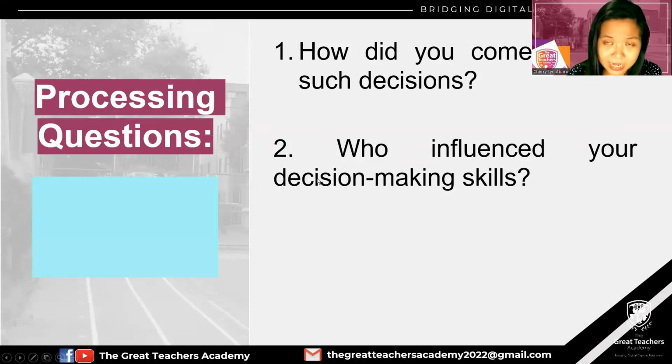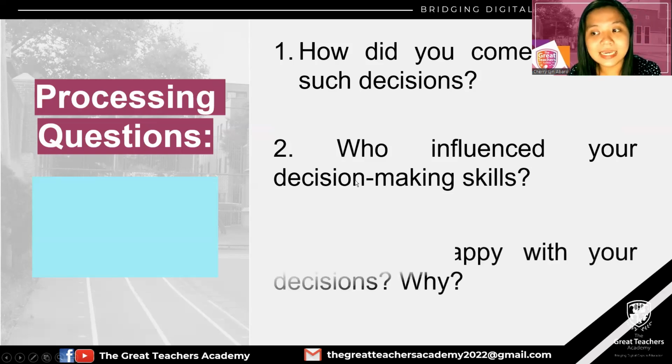Is it your family? Or meron ba kayong financial advisor na kakilala? Or somebody na nakatulong sa'yo? Or maybe it could also be your teacher, diba? Your parents, or your best friend. Pwedeng sila din yung nag-influence sa'yo when it comes to that decision-making.